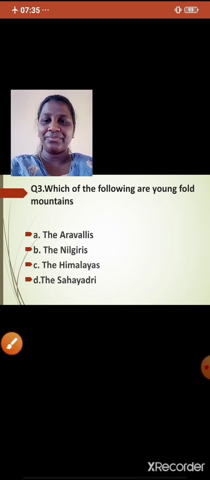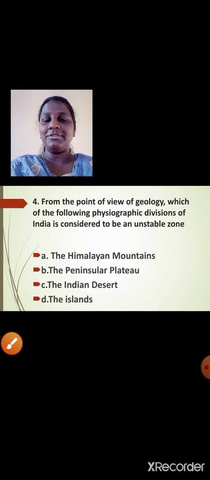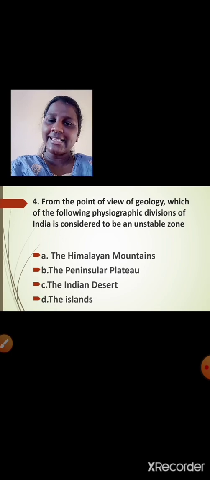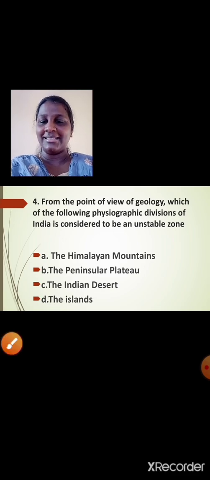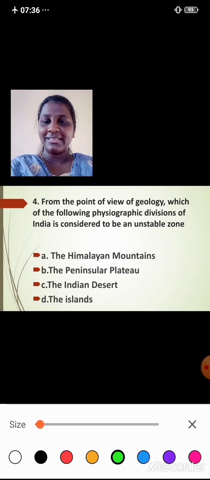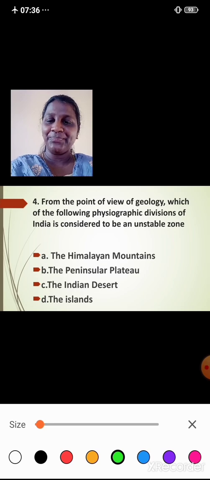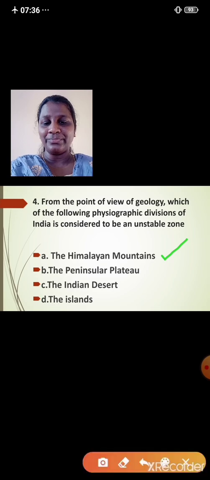Very good. From the point of view of geology, which of the following physiographic divisions of India is considered to be an unstable zone? Option A, the Himalayan mountains. Option B, the peninsular plateau. Option C, the Indian desert. Option D, the islands. Tell me the correct answer. Yes, it's option A, the Himalayan mountains. Himalayan mountains are considered to be an unstable zone.